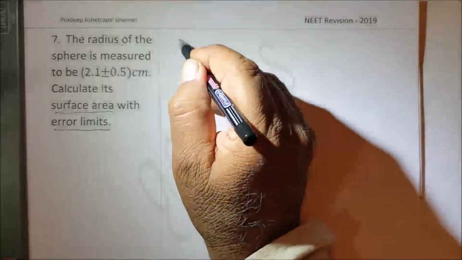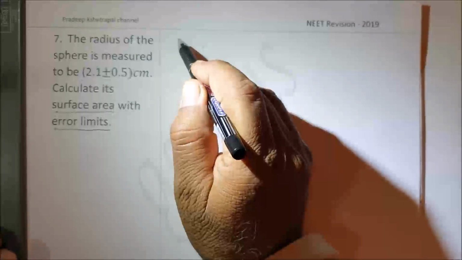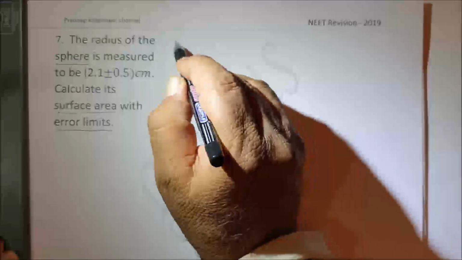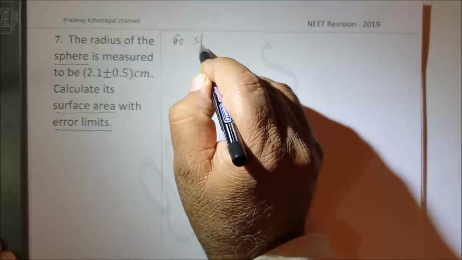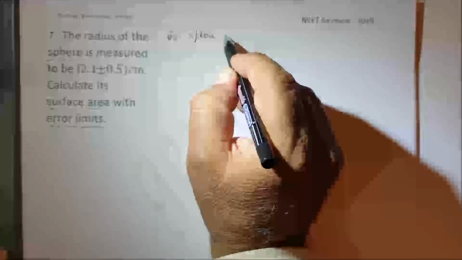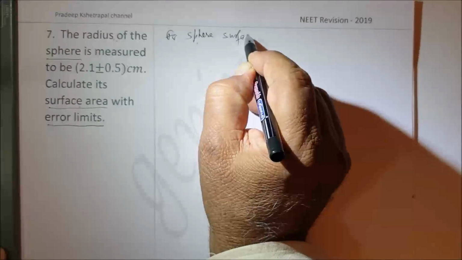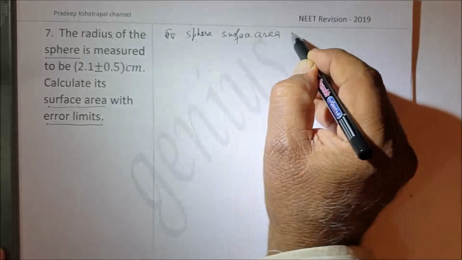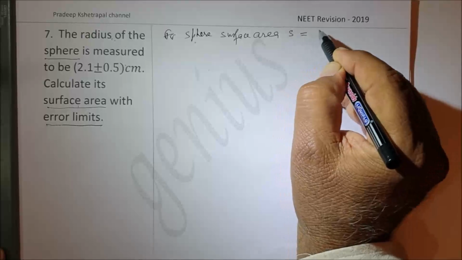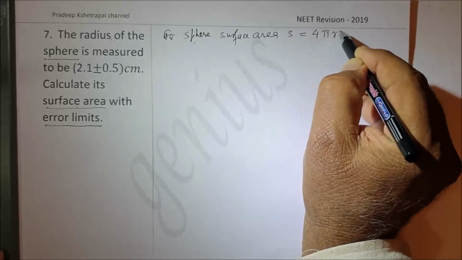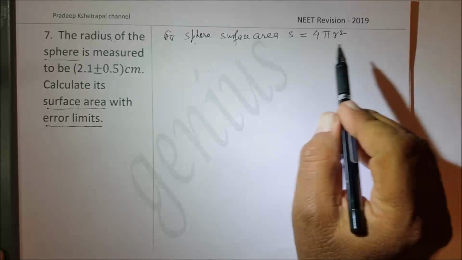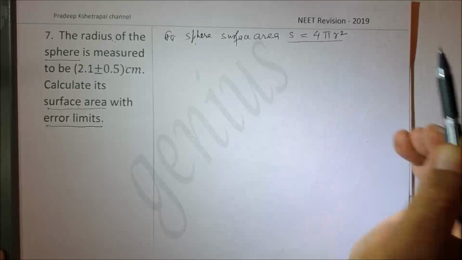So first we write the surface area. The shape is a sphere. So for a sphere, the surface area is S equals 4 pi r square. We know r is equal to the radius. So this is the formula for surface area.